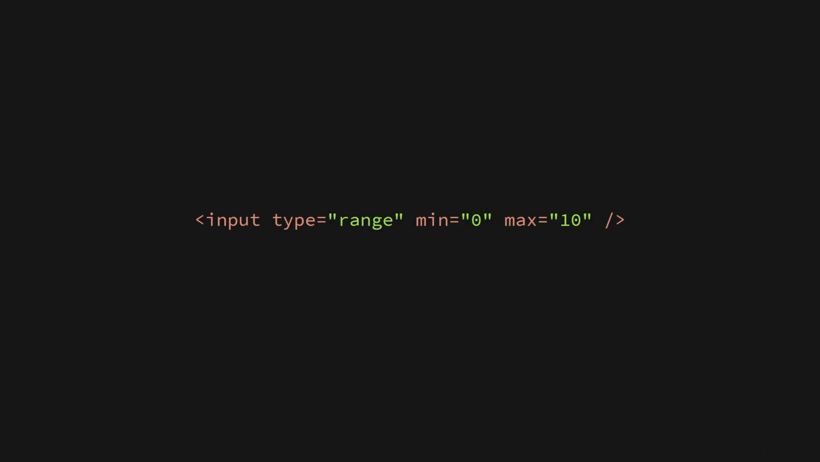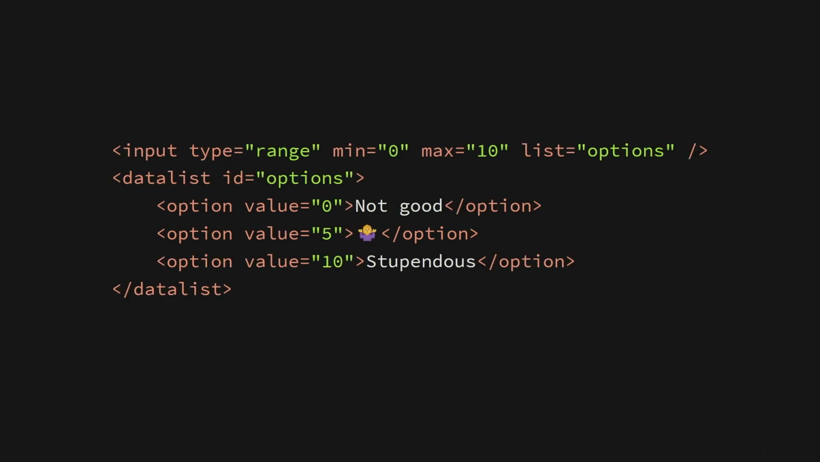Next, we want to have a look at range sliders. I'm talking about the input type of range, which allows us to define a minimum and a maximum value. We can also define labels for them. We do this using the datalist element. The datalist has an ID, in this case options. We can then pass that list ID to the range input, and this allows us to define labels associated with the range.